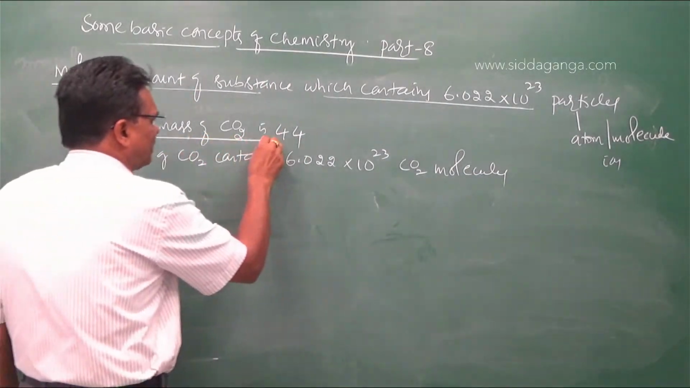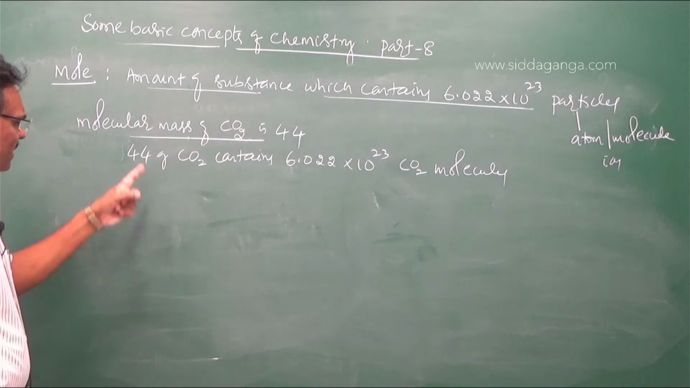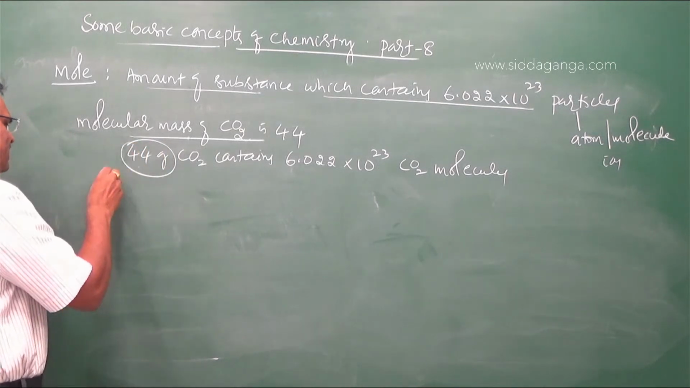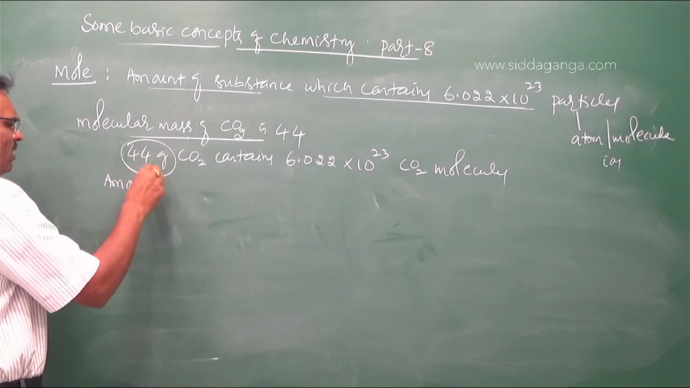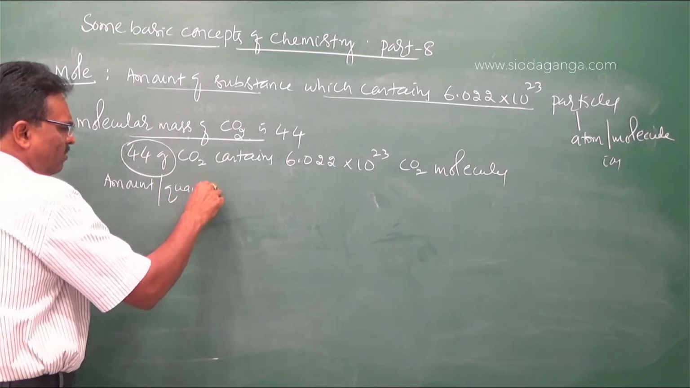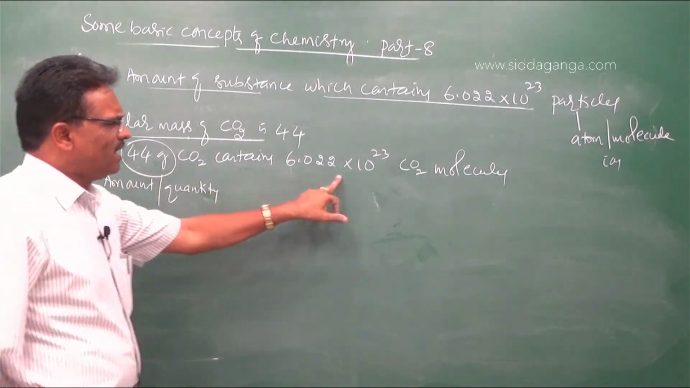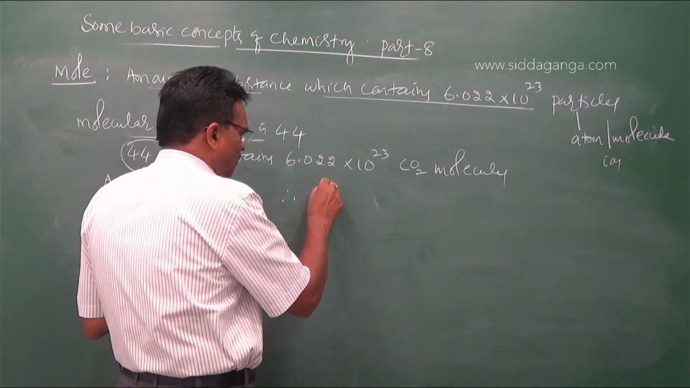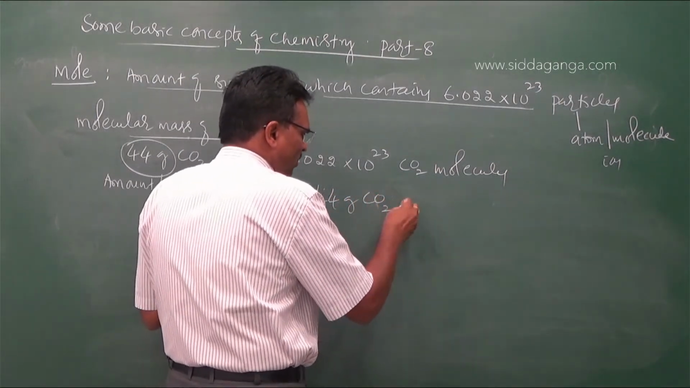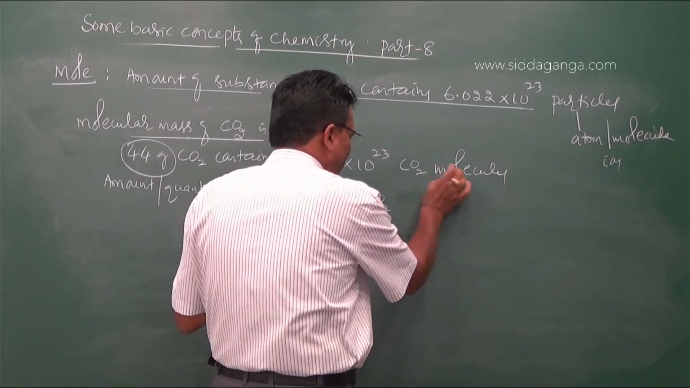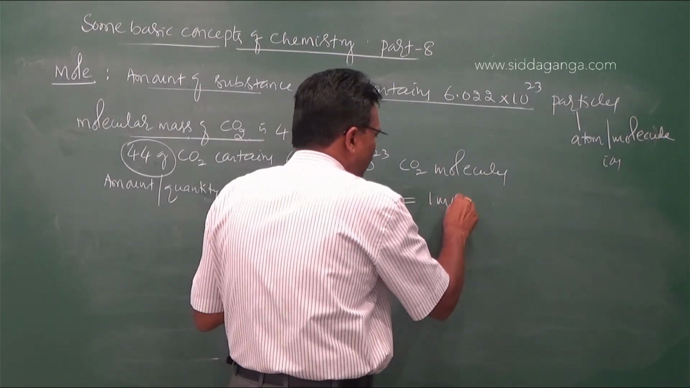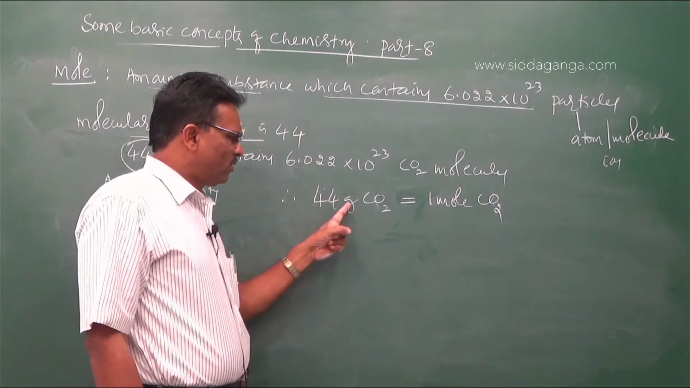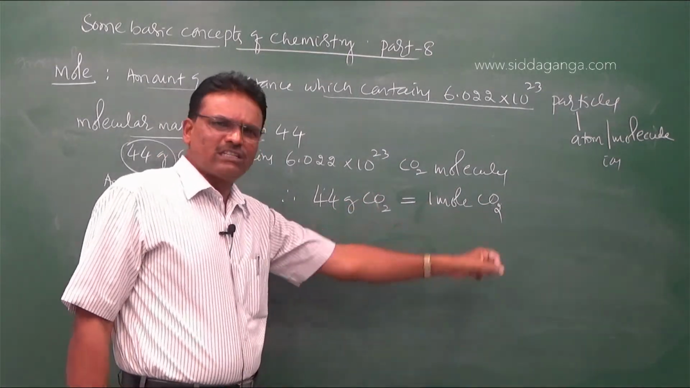Molecular mass of carbon dioxide is 44. Gram molecular mass is 44 gram. So 44 gram is an amount or quantity which contains Avogadro number of molecules. Therefore, 44 gram CO2 is 1 mole. It is equal to 1 mole CO2. So 44 gram carbon dioxide means 1 mole CO2.